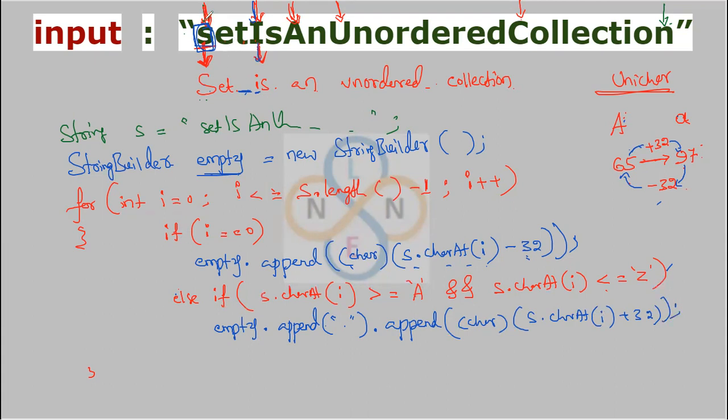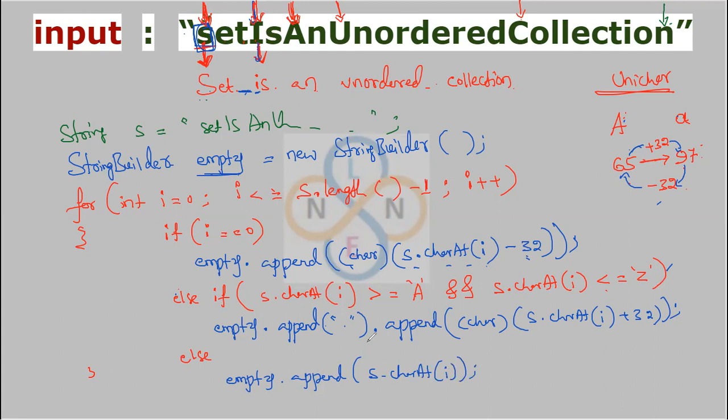Then if it is not the starting character, if it is not an uppercase letter, then the remaining characters we need to add simply, right? That's why one more last else block. So in this else, we have to append on the existing empty StringBuilder object. Append is a method again. Just we have to add the character which is present at index position i.